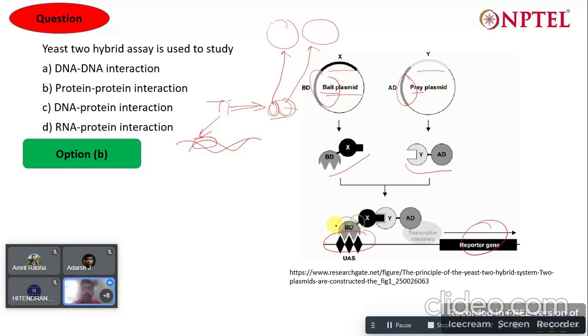So the DNA binding region of the transcription factor will bind to the DNA at its site, and if both the proteins are interacting with each other, then the activation domain can activate the transcriptional machinery, followed by the expression of the reporter gene. This will give us a result such that we can show whether both the proteins are interacting in the cell or not. Okay, so this is how we use the yeast two-hybrid assay in case of protein-protein interactions.